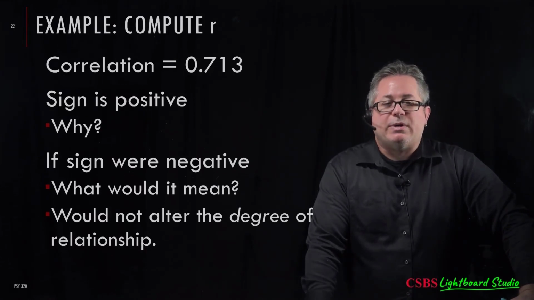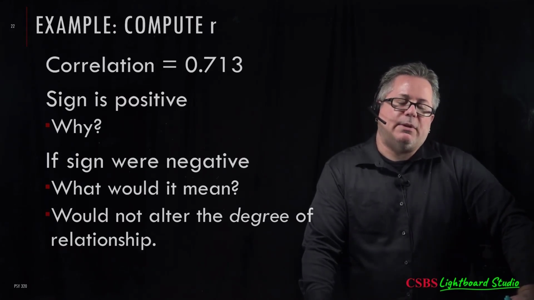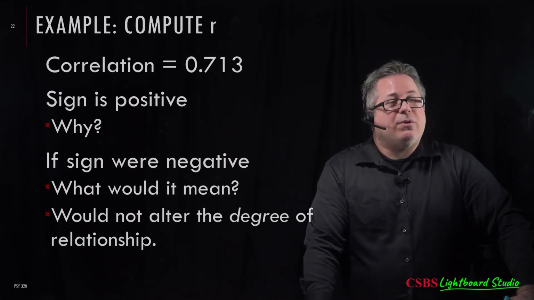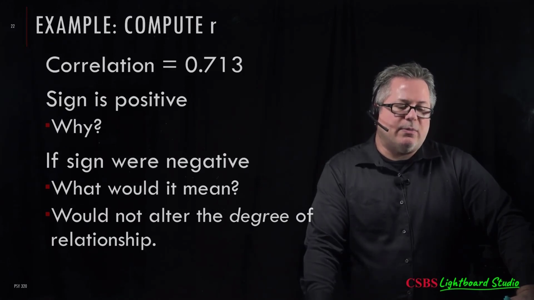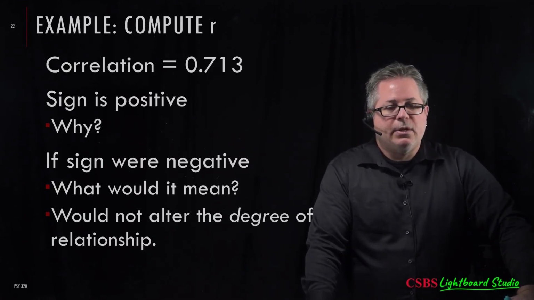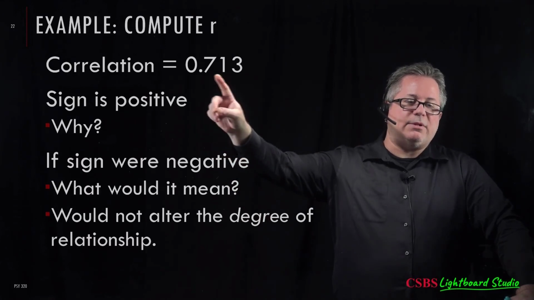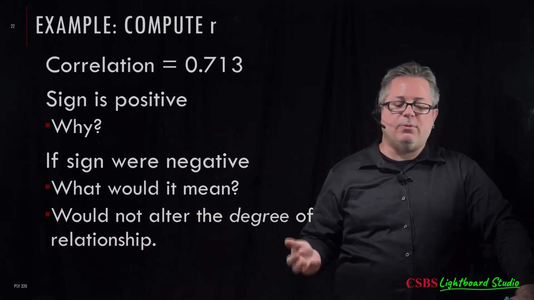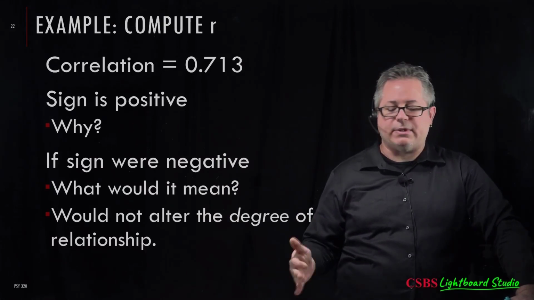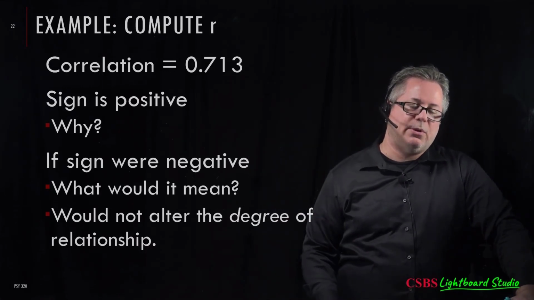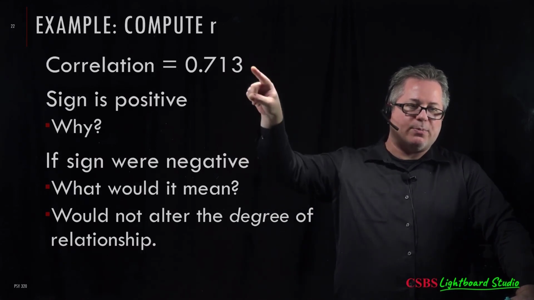Okay, if the sign were negative, what would it mean? If it ended up being a negative 0.713, it would just mean that they're in the opposite direction. The countries above the mean on smoking would be below the mean in coronary heart disease deaths. They'd just be on opposite sides. It would almost mean that more smoking is related to less coronary heart disease deaths. That's not what we found. The main thing I want to get at is that if this ended up being negative 0.713, it would not alter the degree of the relationship. They would still be as related. It's just they'd be related in an opposite direction. So again, the sign only tells you the direction, but the number tells you the amount, the degree of relationship, which doesn't change whether it's positive or negative.